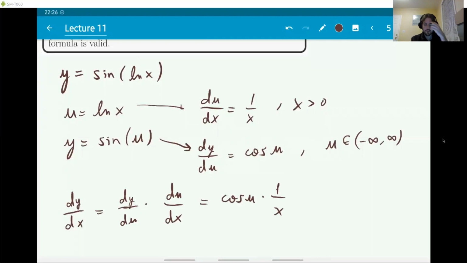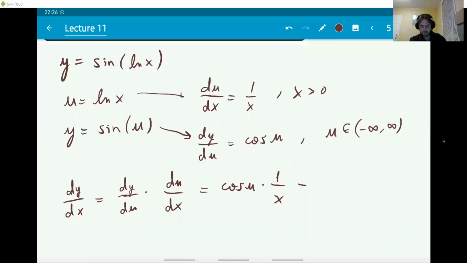But your last step, which is always the easiest one: it was originally a function of x. We're looking to write this also as a function of x. You still have a u in this formula. So you just want to replace the u with what it means in terms of x. So you have it right here. u means ln x. So we can write this as cosine of ln x times 1 over x. This is the derivative of sine of ln x.